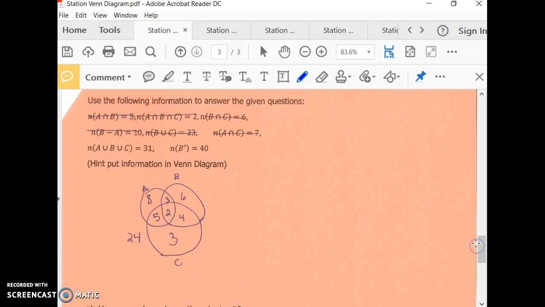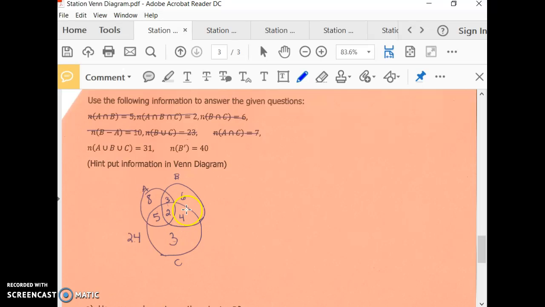Okay, so you guys, on this one, A union B union C, 2 goes in the center. B union C has to equal 6, so 2, 4 has to go to a 6. A union B has to be 5, those go to a 5. A union C has to be a 7, those two there have to add to a 7. So I know this B minus A is equal to 10. Well, here's B. I take away A, which is that side of these two. If that's 4, then that's 6. B union C, so all of this and all of this has to equal 23.